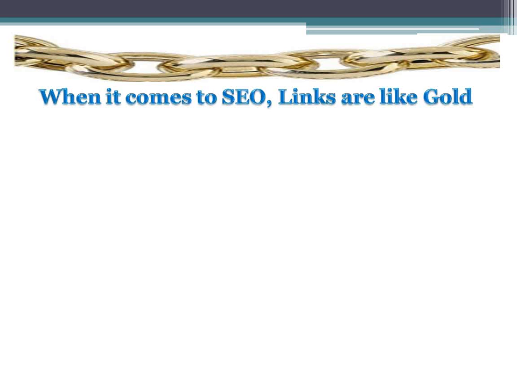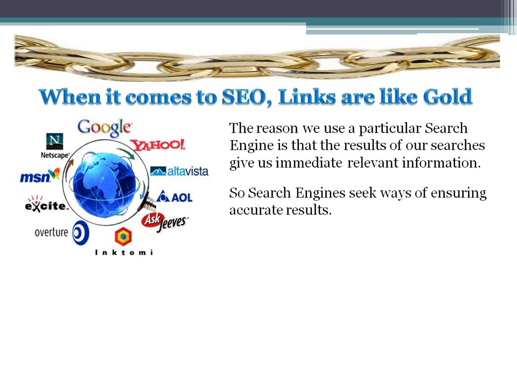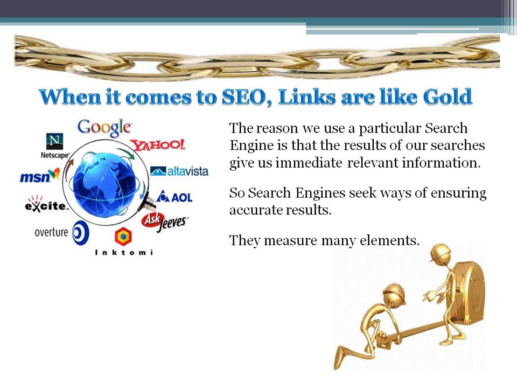When it comes to SEO, links are like gold. And when you think about it, the reason we use a particular search engine is that the results of our searches give us immediate, relevant information. So search engines are always seeking ways of ensuring accurate results. And they measure a whole mess of things. They'll look at the traffic to the site. They'll look at how many articles are in the site, how many pages are in the site, keywords in the site, and links are a very, very important part of this whole thing.